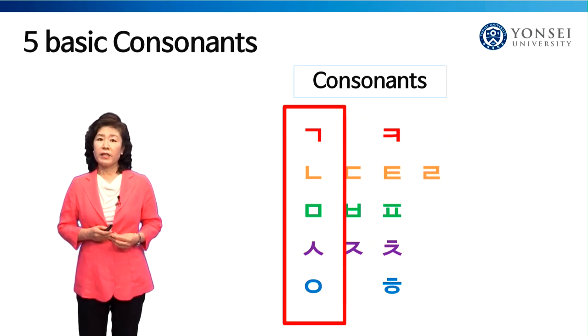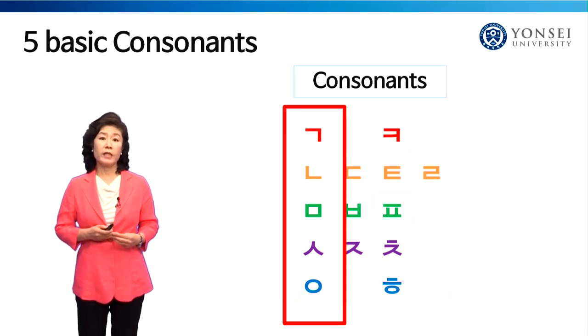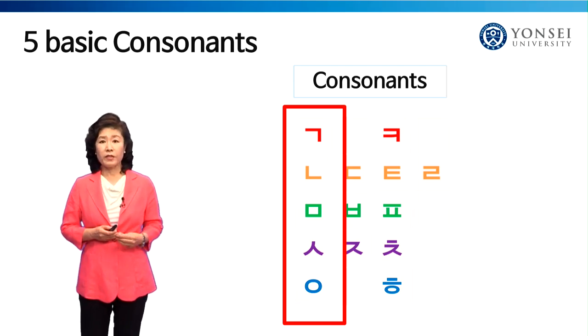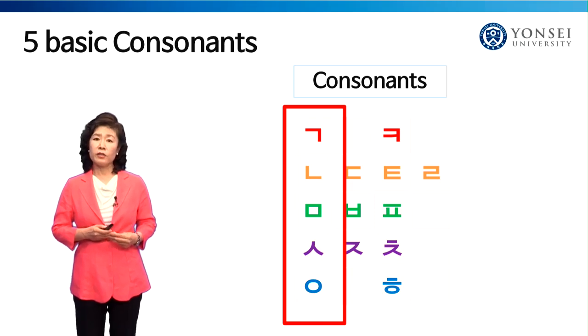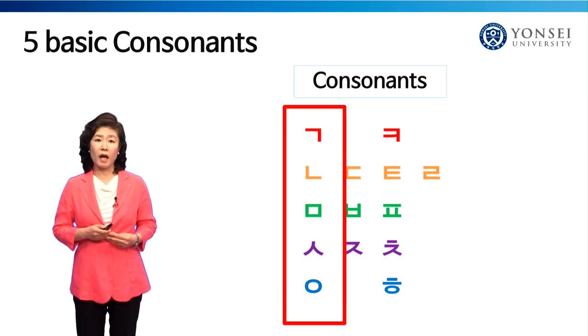But here is another question. Where did they come from? What was the inspiration for the inventor's choice? Well, all of these letters were formed after the shapes of the mouth and the other articulatory organs we use when we make these sounds. In other words, each symbol represents how each sound is vocalized.